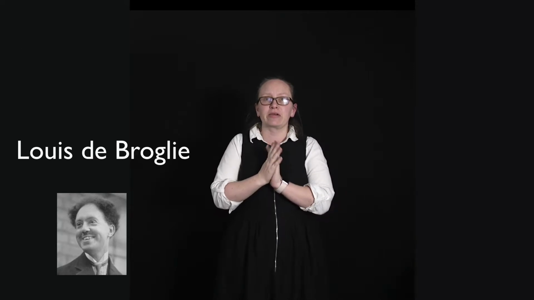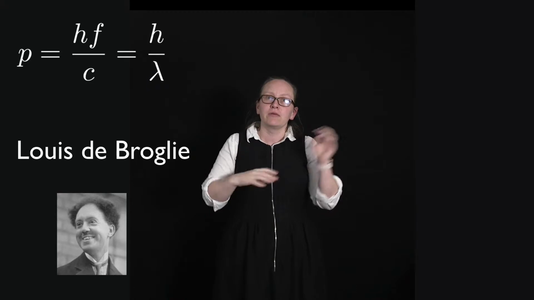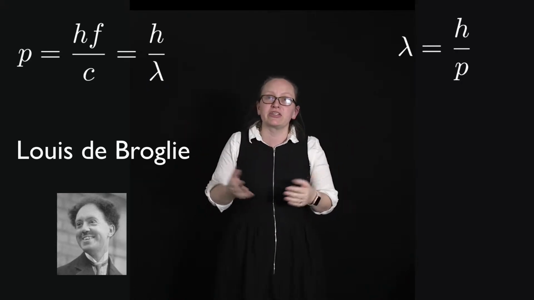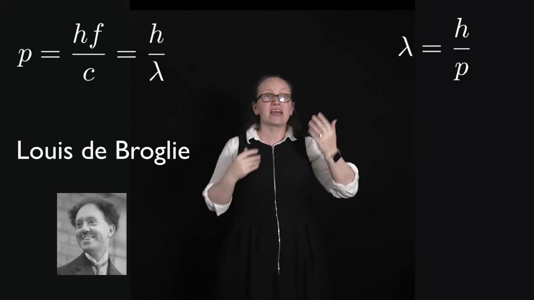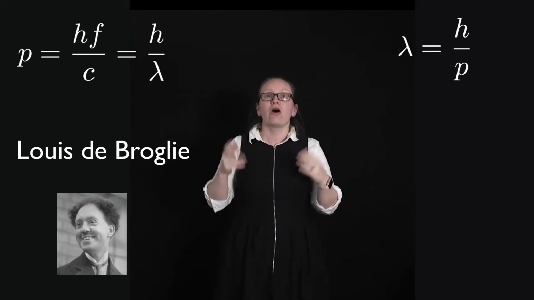to also be waves? And for photons we had our equation to describe their momentum, p is equal to h over lambda. Well, de Broglie just rearranged this equation and said, well, lambda equals h over p. That applies to an electron, and that will allow us to calculate the wavelength of the electron.